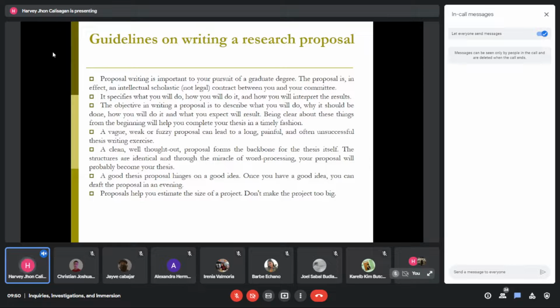Another is a clean, well thought out proposal forms. The proposal forms the backbone for the thesis itself. So the structures are identical, and through the miracle of the word processing, your proposal will probably become your thesis. I think it will start from defending your research. If your backbone is strong, di ba?